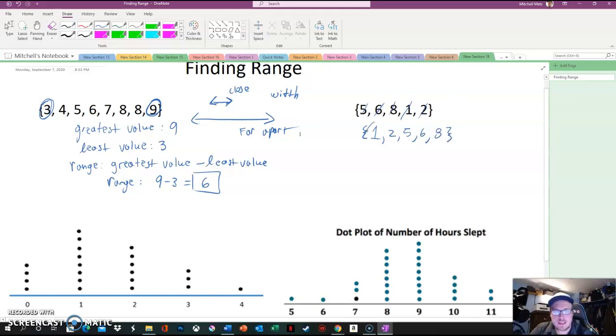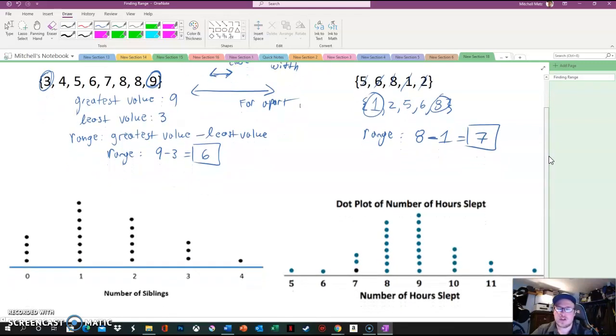Now I see my values. I see 1 is my lowest and 8 is my highest. So instead of writing this all out, I'm just doing the same thing. My range would be 8, the highest, subtracting the lowest value, 8 minus 1, which will be 7. So that will be my range for this one. If I was to compare these two data sets, this one is a little bit wider, because it's 7 versus 6. And that's what range is for when you have a data set.